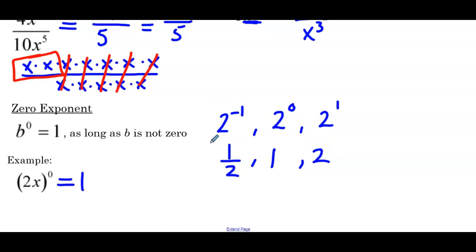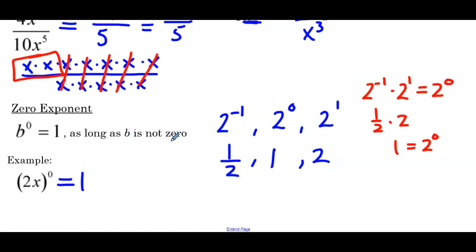How do I get from 2 to the negative first to 2 to the 0? Well, if I multiply something with the same base, in this case 2, I add their exponents, right? So if I have 2 to the negative first times 2 to the positive first, that would be 2 to the 0. Well, 2 to the negative first is 1/2, and 1/2 times 2 is 1. Okay, so that's another argument for why raising something to the 0 power is going to be 1.